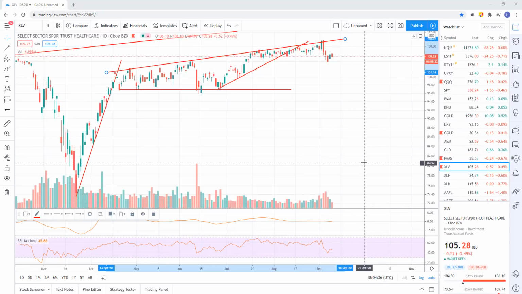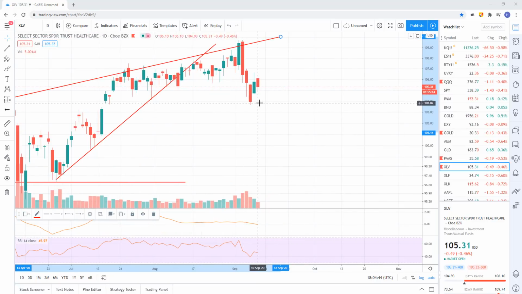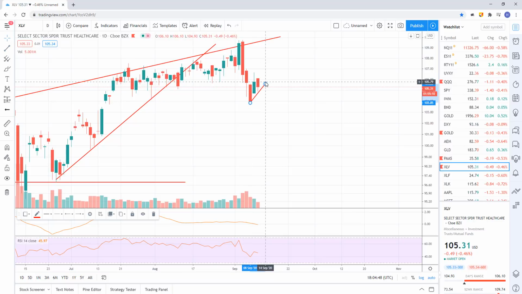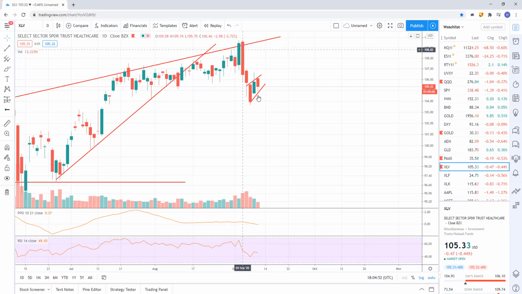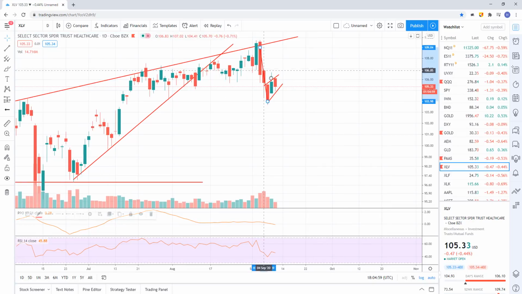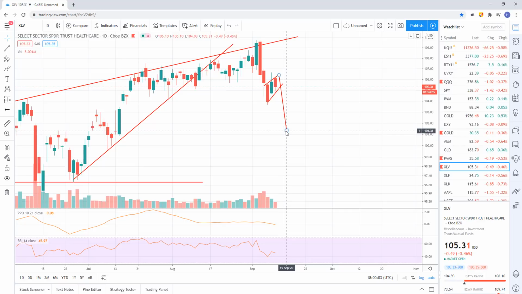Quick sector analysis here. XLV, which is the second largest sector in the S&P 500. So important to know where this one's heading. And you can see we had an impulsive leg down. We're flagging right now. This to me just looks like a flag on the daily chart. So here's your breakdown. Here's your flag pole. There's your flag.